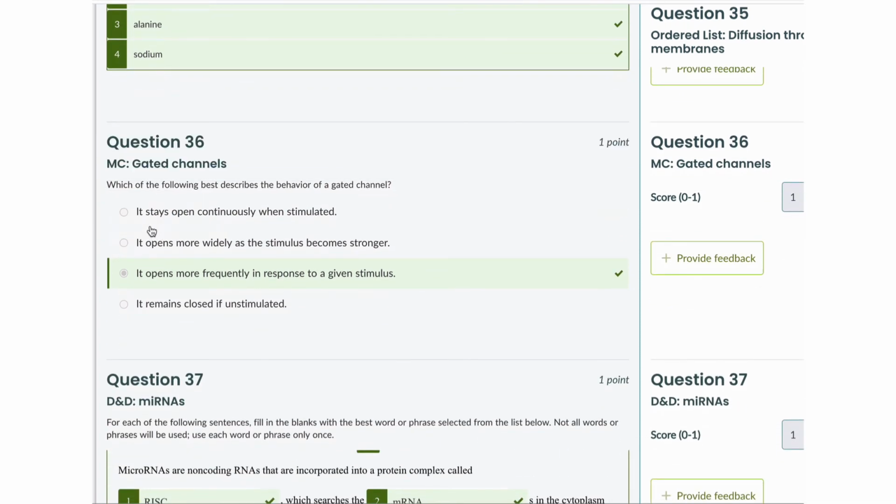Gated channels. Which of the following best describes the behavior of a gated channel? It opens more frequently in response to a given stimulus. Yes, voltage gated, voltage will be the stimulus. Mechanically gated, physical mechanical stresses will be the gate. Ligand gated or chemically gated, that will control it. Regardless of what type of gated channel, it opens more frequently in response to a specific stimulus.